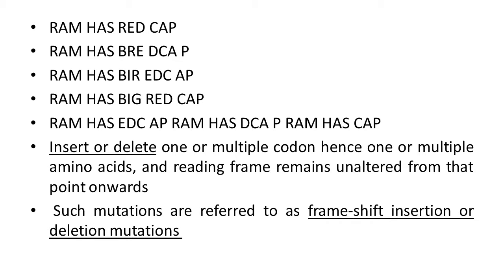So by studying this simple example, we have a clear idea about insertion or deletion of one or multiple codons. This type of condition may arise. It's one type of abnormal condition. Such mutations are referred to as frame shift insertion or deletion mutations. If it is an addition or gain, it is a frame shift insertion, and if it is a deletion or loss, it is known as a deletion mutation.